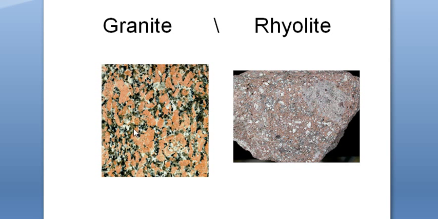This is granite, which is silica rich. It's formed under the ground, cooled under the ground, so it has large crystals. Rhyolite has the same mineral content but cooled on the surface, and therefore this has smaller crystals.